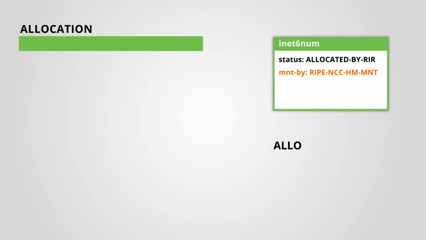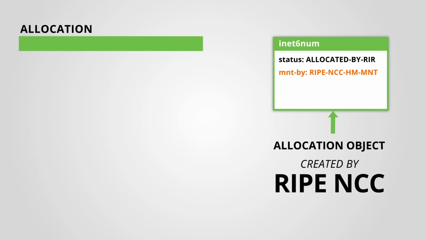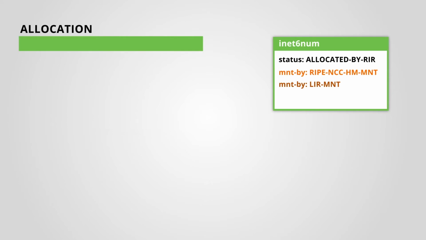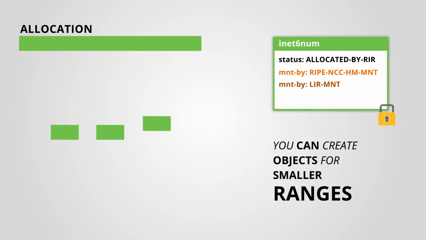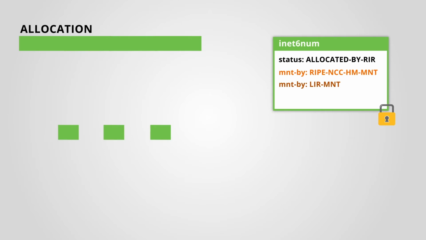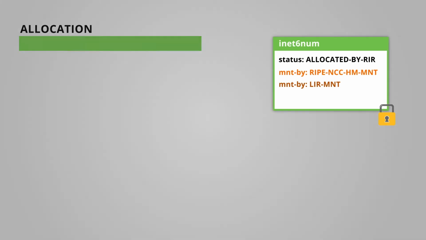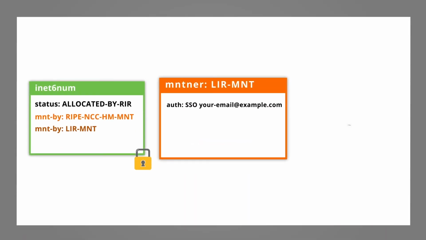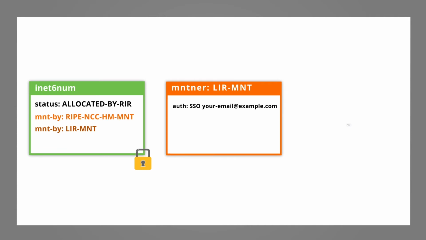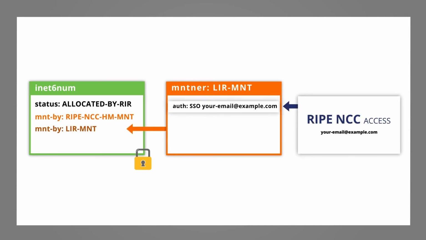The RIPE-NCC creates the object for the allocation in the RIPE database, and it will add your maintainer in a maintained-by attribute. Your maintainer is a default LIR maintainer for this address space. You will not be able to edit the whole allocation object, but you can create objects for the smaller address ranges within. Now, you can create your assignments in the RIPE database because the maintainer of the maintained-by attribute is linked to your RIPE-NCC access account.